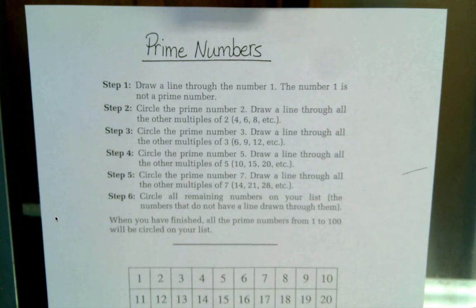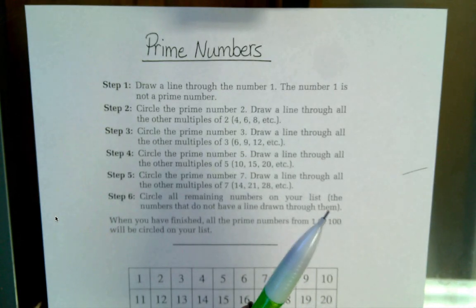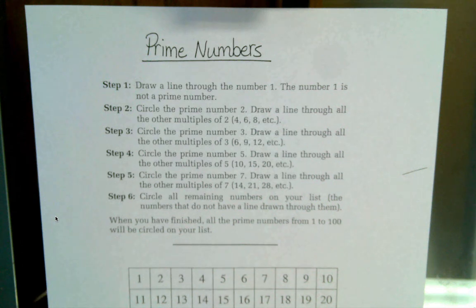Okay, this is a prime number activity that's going to help us as we do our factor trees and our prime factorization. You're going to go through these steps with me because I'm not with you, so I need you to follow these steps. The most important thing you need is a pencil. We cannot do this in pen because if you make a mistake, you have to start over.